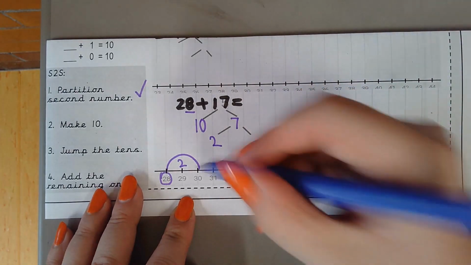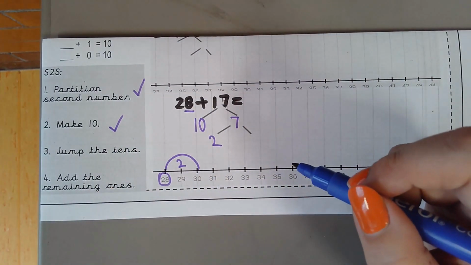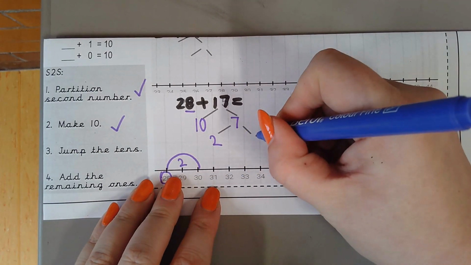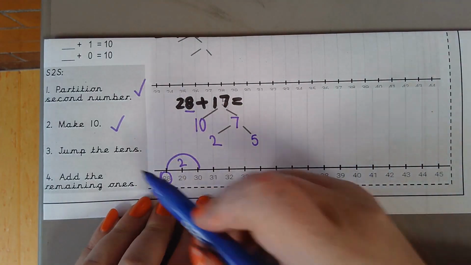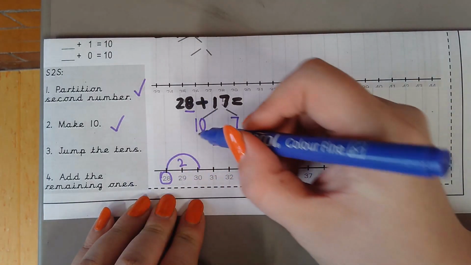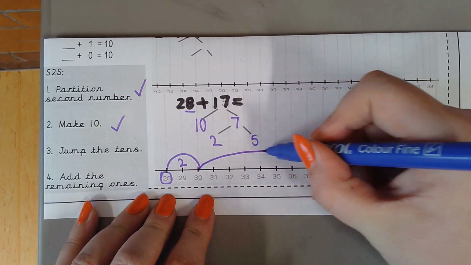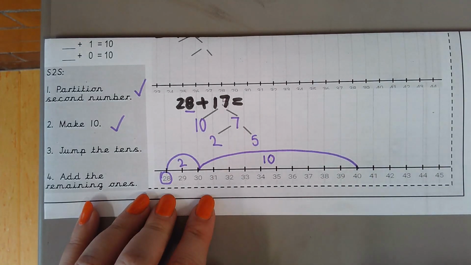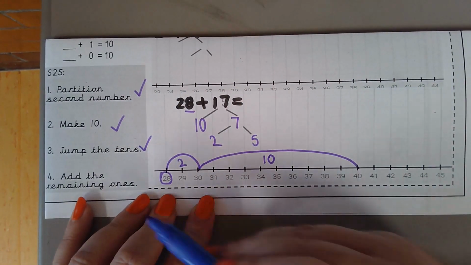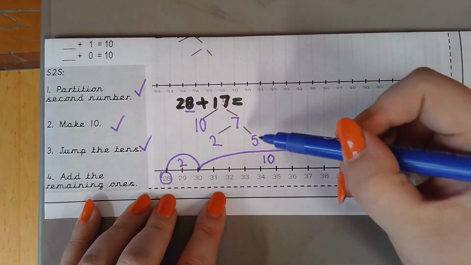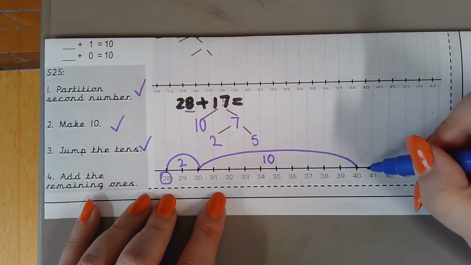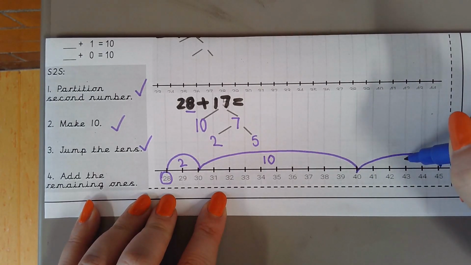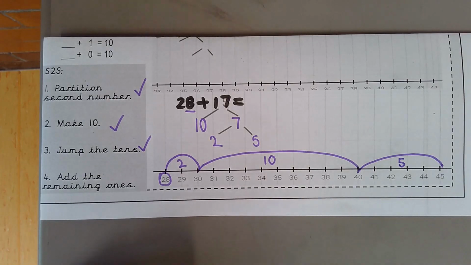Out of the 7, how many have I got left? 7 take away 2 is 5. My next step is to jump the 10s, and I'm jumping 1 10, which takes me to 40. My last step is to add the remaining ones, and there are still 5 ones I have not used. 1 2 3 4 5. And there we go.